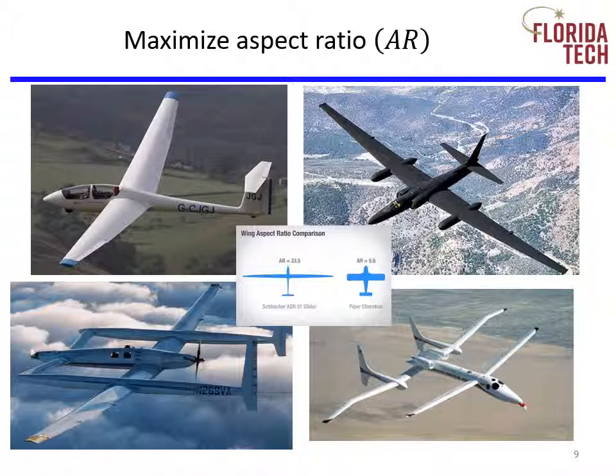Maximizing the aspect ratio minimizes the effects of the wingtips and reduces induced drag. That's why gliders and the U-2 have large aspect ratio wings. Fighters, on the other hand, cannot afford to have large aspect ratio wings because they need to be highly maneuverable. They overcome the penalty of induced drag by flying fast and having a lot of thrust.